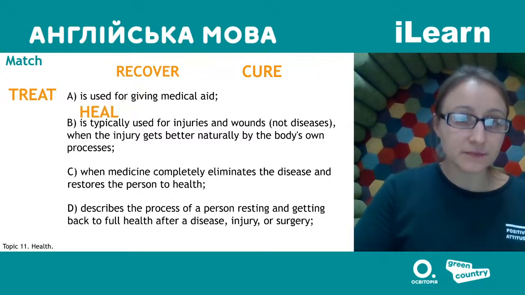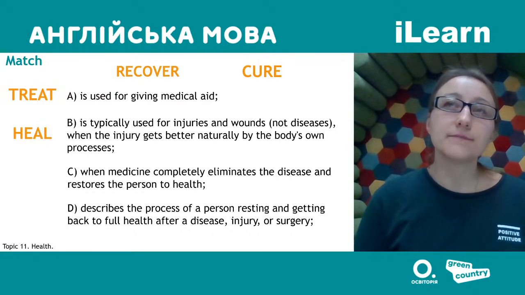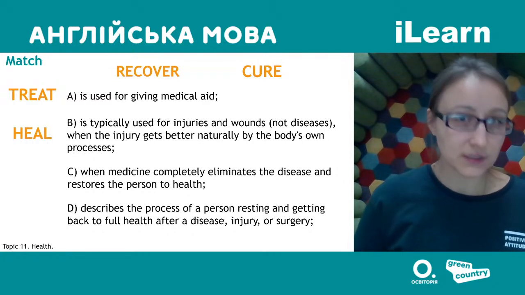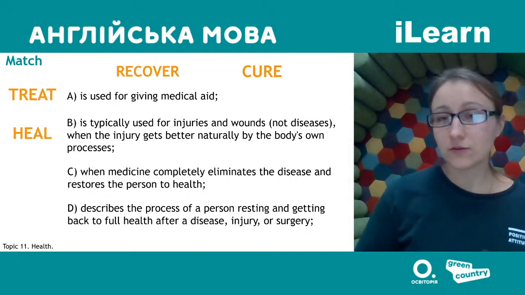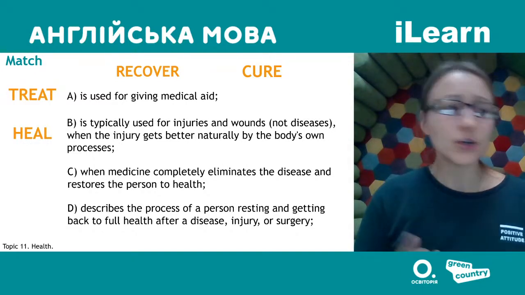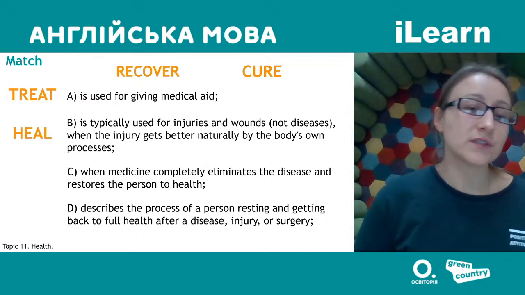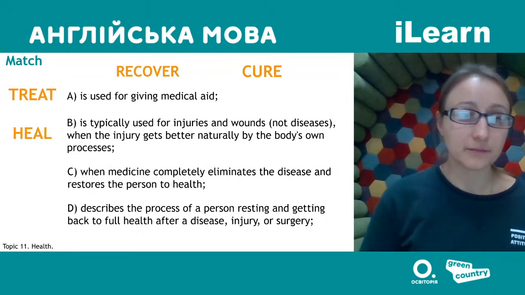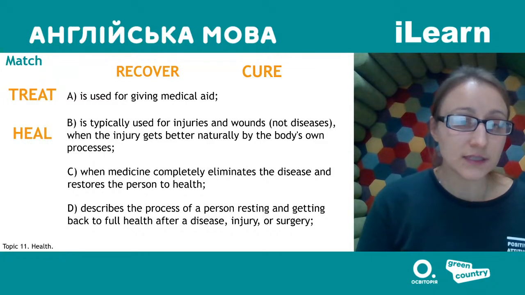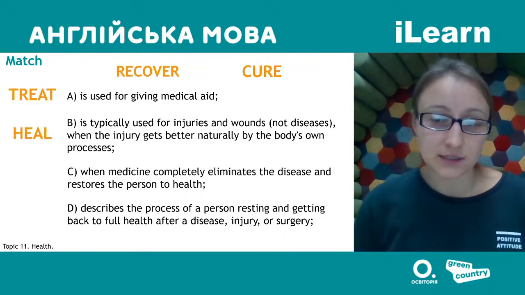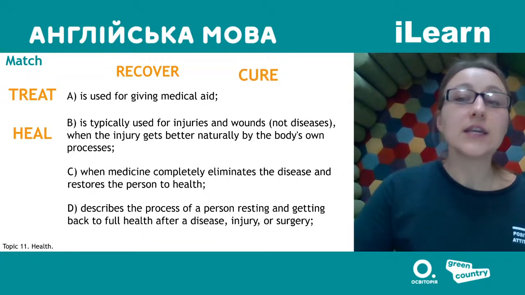Heal, that's right. So actually we can use this verb when we talk about some not very traditional medicine. Like to have healing properties when we talk about some herbs, for example, some different traditions, we say that they heal us without medical help. Or if something goes naturally by your body. Number C, when medicine completely eliminates the disease and restores the person to health. So like completely, it cures.